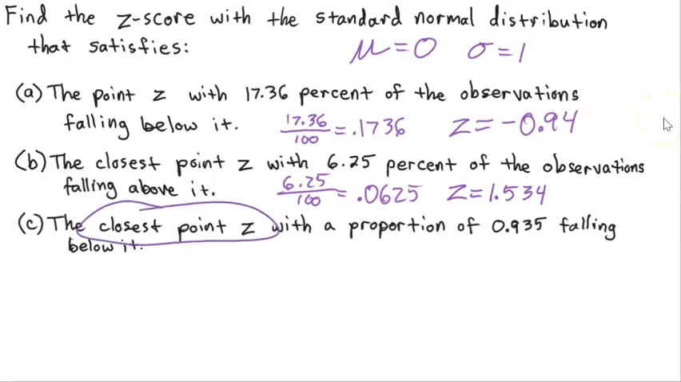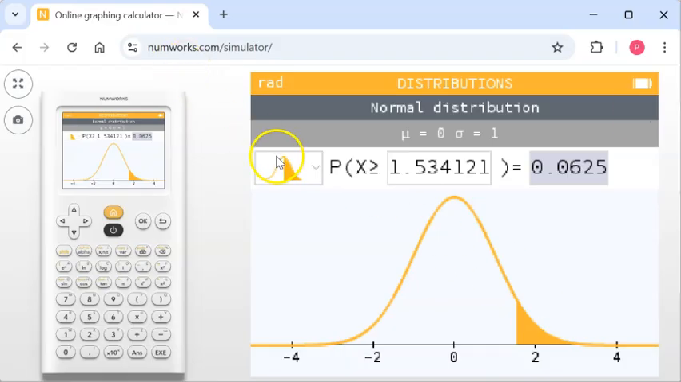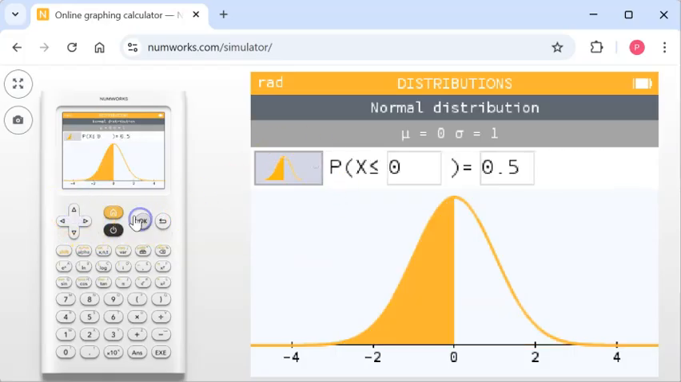All right. So now we're looking for the closest point z with a proportion. So it's already in proportion. We don't have to convert it. With a proportion of 0.935 falling below it. So we got to go back to the below shading, which is the left side shaded, right? We got to go to that picture, okay? And we want 0.935 below. So we're going to go to the below. We got to arrow over to here, hit OK, go back up and select the below, hit OK.